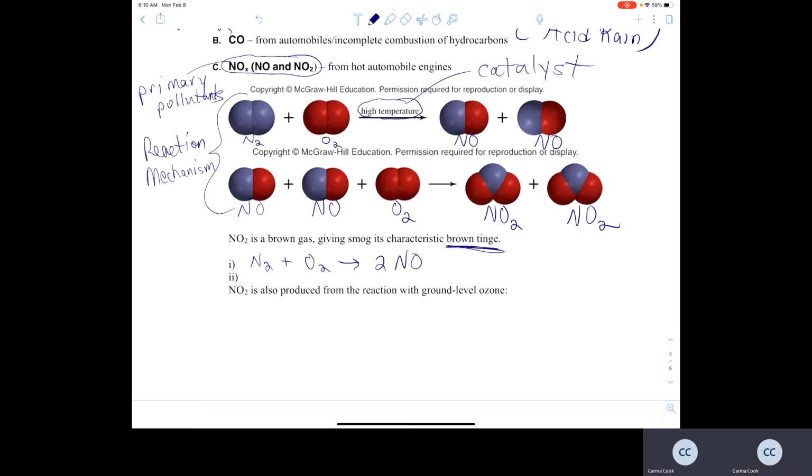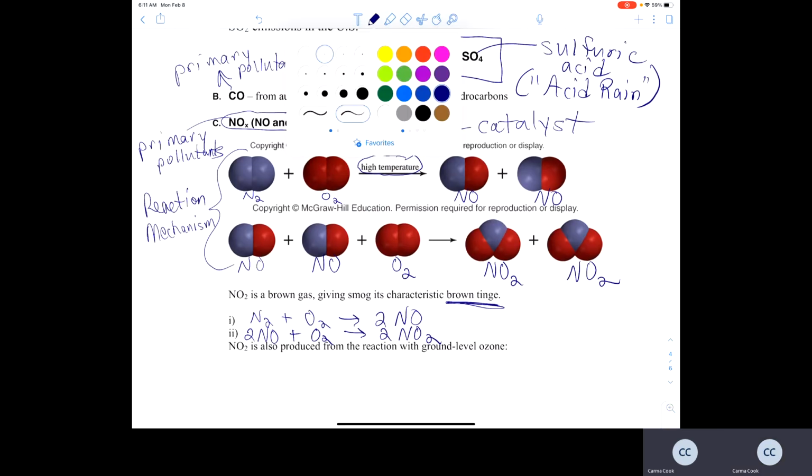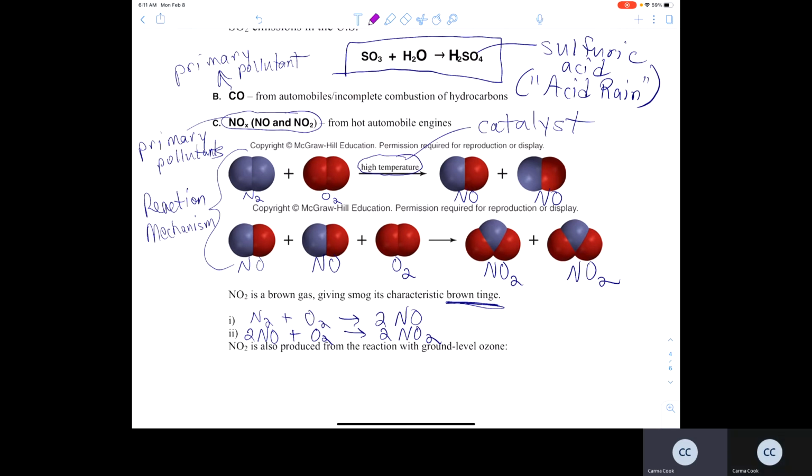And then your second step. So therefore we've shown the particulate view of this mechanism by showing the models. And then this is the symbolic view of those two steps and the mechanism.